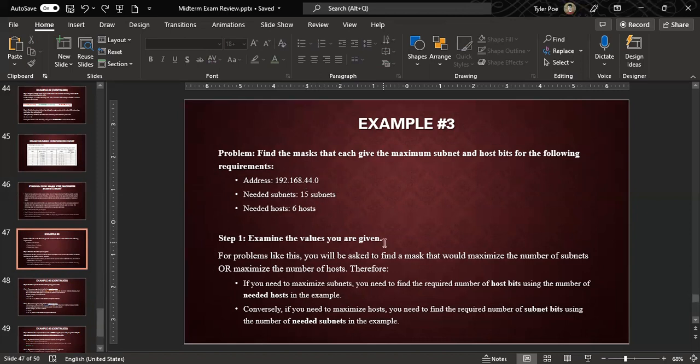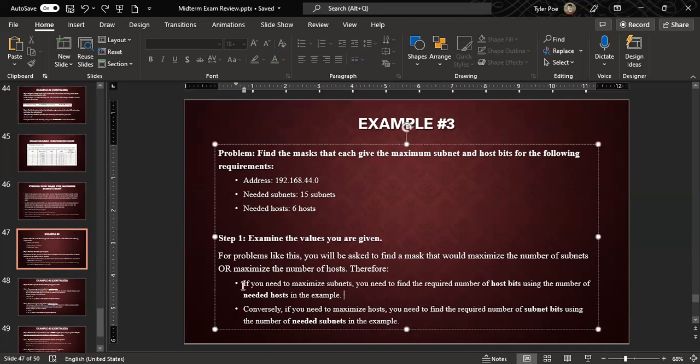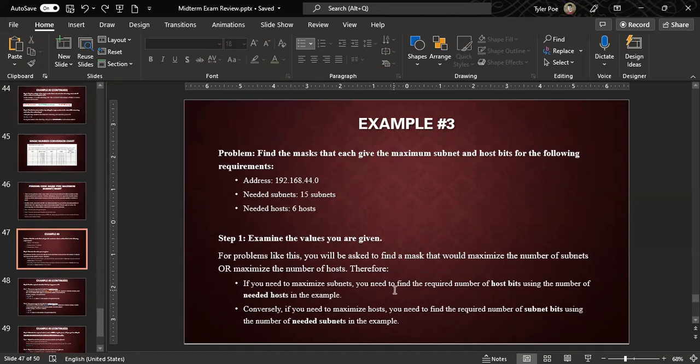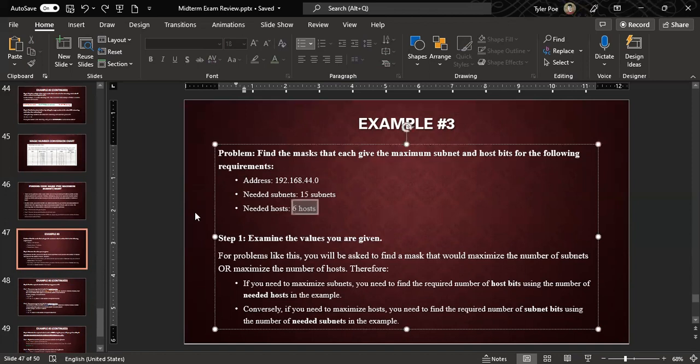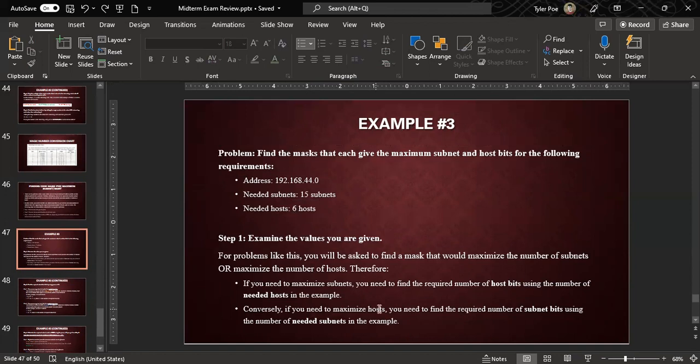So step 1 is to evaluate, or examine, the values you've been given. For problems like this, you will be asked to find a mask that would maximize the number of subnets or maximize the number of hosts, as I just said. Let me explain this clearly. If you need to maximize subnets, you need to find the required number of host bits using the number of needed hosts in the example. So if you're asked to maximize subnets, use this number, use 6 hosts. If you're asked to maximize hosts, take the subnet number.